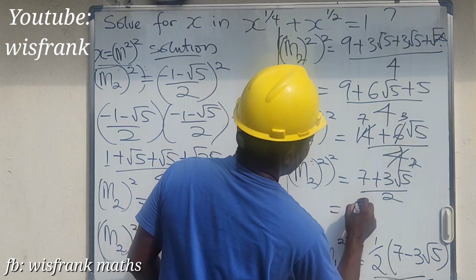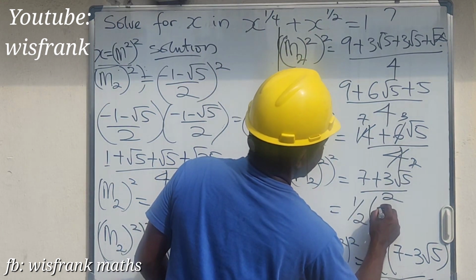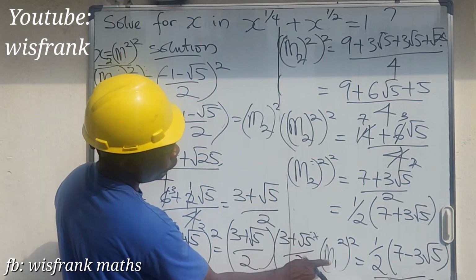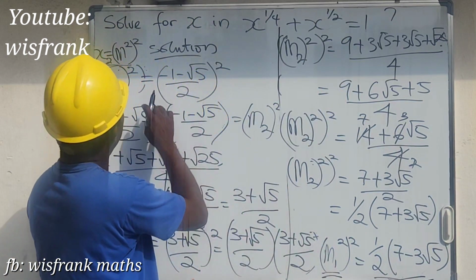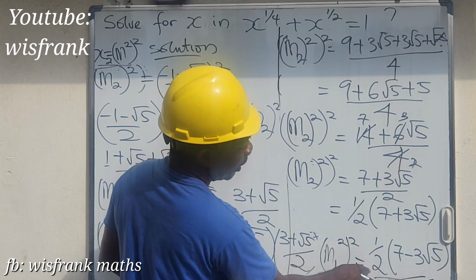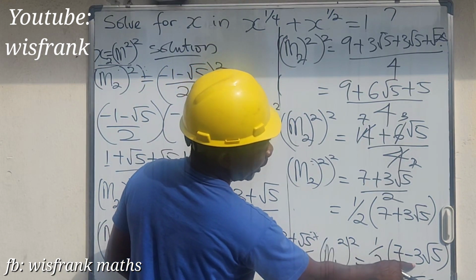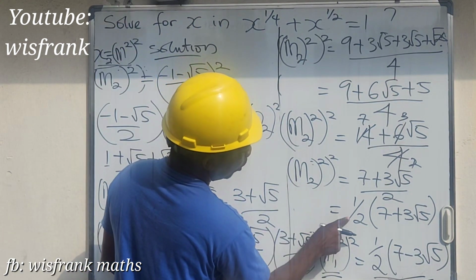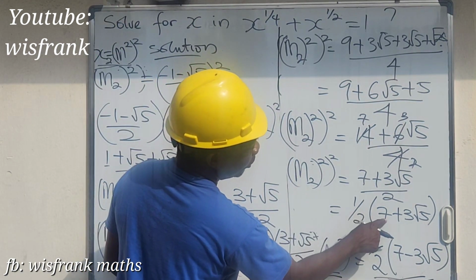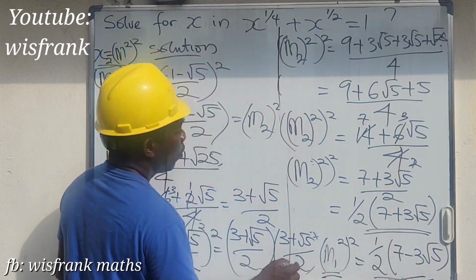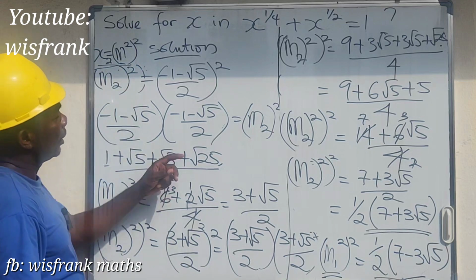Or you can write it as 1 all over 2 into 7 plus 3 root 5. So therefore, for m1, which is for x1, we have that m1 squared equals 1 all over 2 into 7 minus 3 root 5. Then for m2, which is for the value of x2, it equals 1 all over 2 into 7 plus 3 root 5. So these are the two values of x1 and x2 that satisfy this equation.